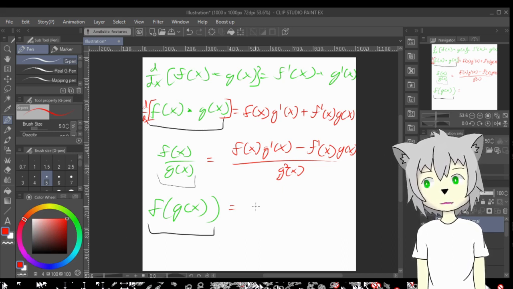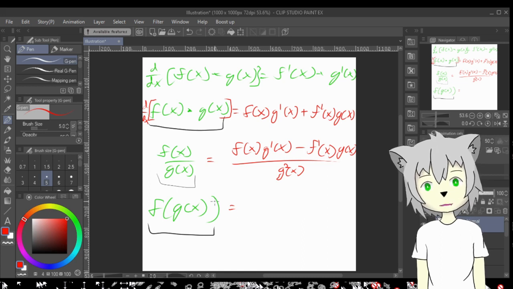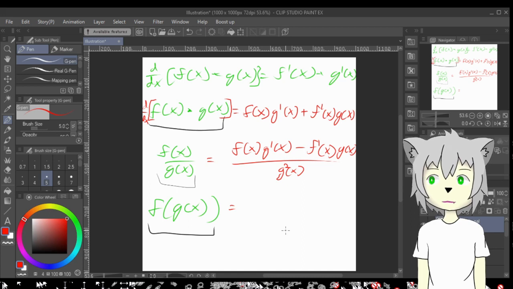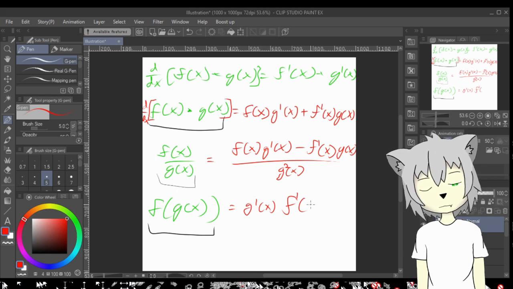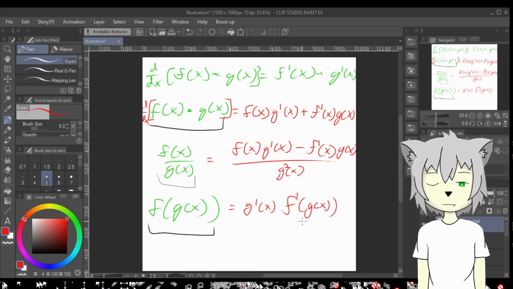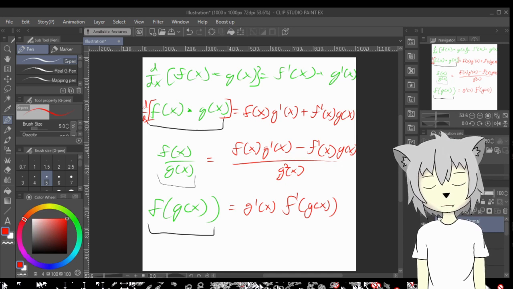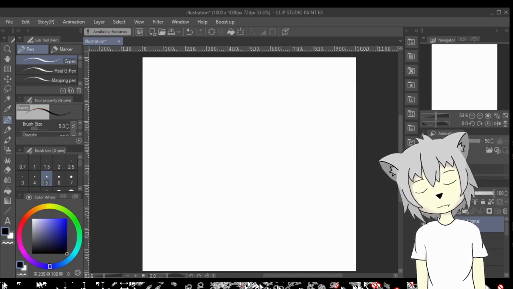And for the chain rule, basically you go g prime of x times f prime of g of x. And I'll show you an example of all of them.